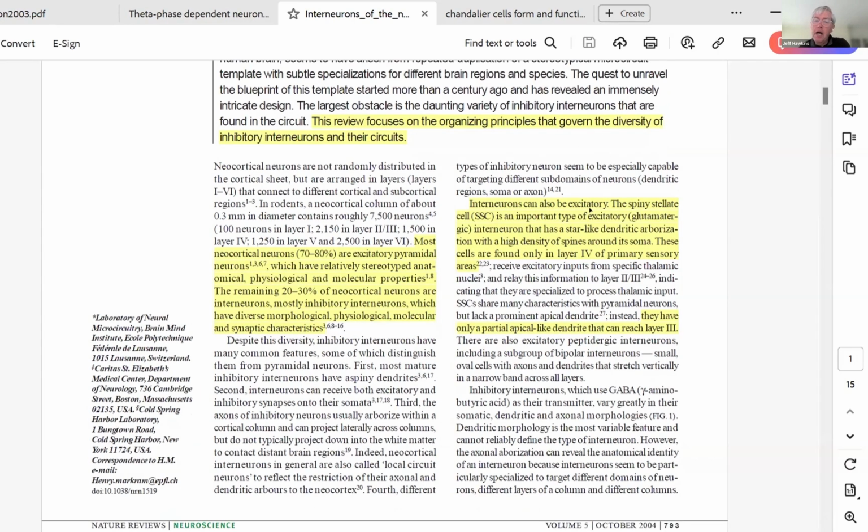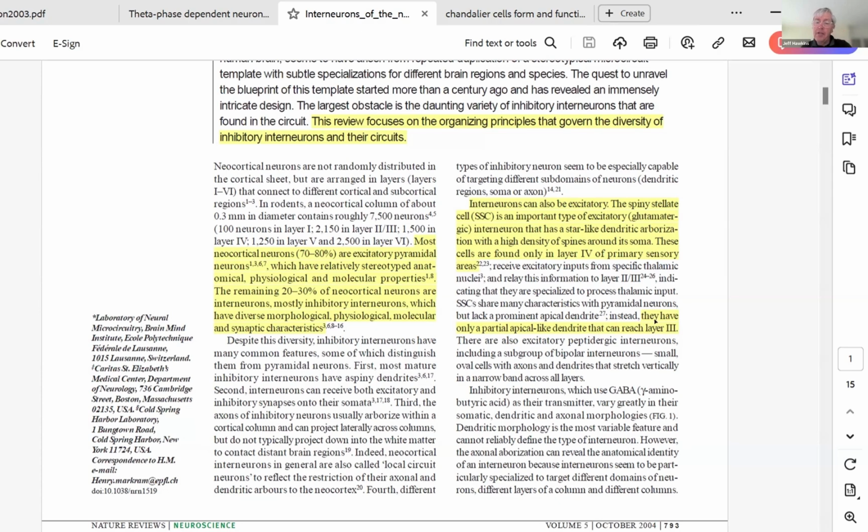This little highlighted text here says interneurons can also be excitatory. This spiny stellate cell is an important type. So they're saying, yes, this is another interneuron, but for the most part, they don't really talk about it in the rest of the paper because it's not inhibitory. Here they say these cells are found only in layer 4. I was surprised, in primary sensory areas. I know that was the way they originally thought of it, but I think they're found elsewhere now. So I don't know if that's still true anymore.